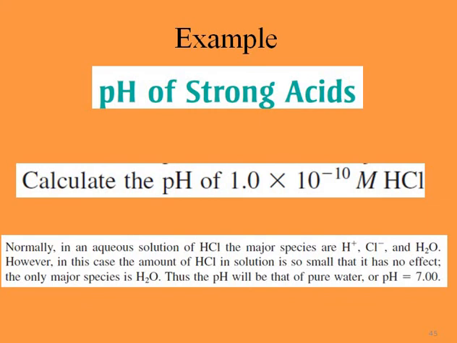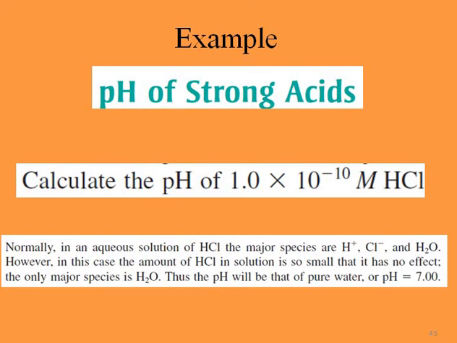Now let's see this example. We want to find the pH of a strong acid. Calculate the pH of 1 times 10 to the power of -10 molar HCl. Here HCl, hydrochloric acid, is a strong acid, but the concentration of hydrochloric acid is quite low. So let's see what happens. Normally in an aqueous solution of HCl, the major species are proton, chloride, and H2O. However, in this case, the amount of HCl in the solution is so small that it has no effect, and the only major species is H2O.